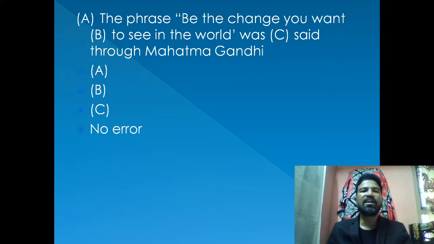The phrase "be the change you want to see in the world" was said through Mahatma Gandhi. So the option is part C. It should be said by Mahatma Gandhi.